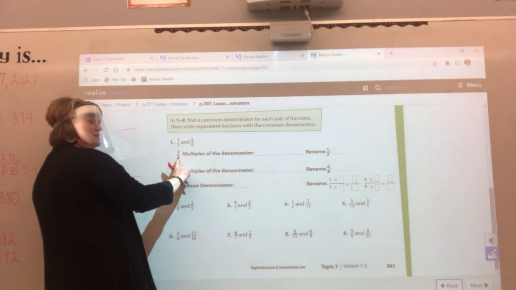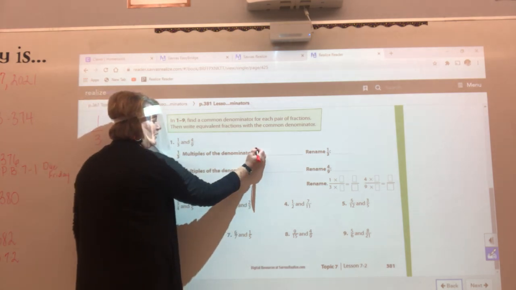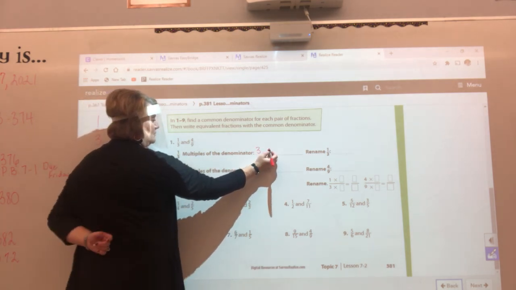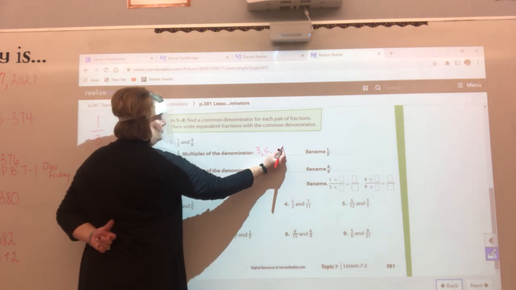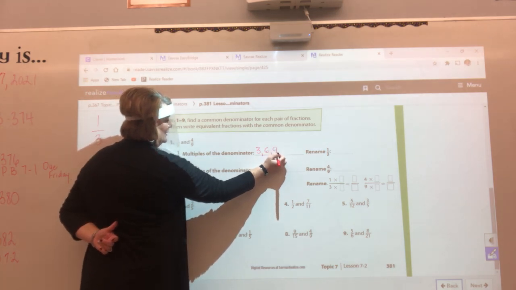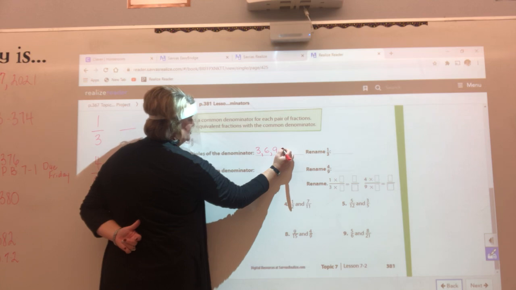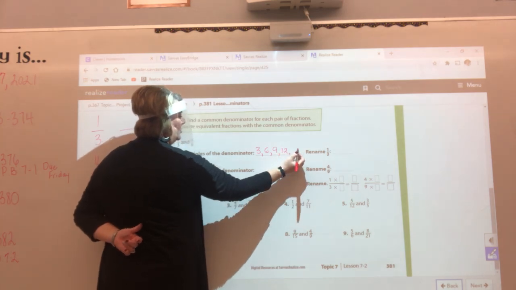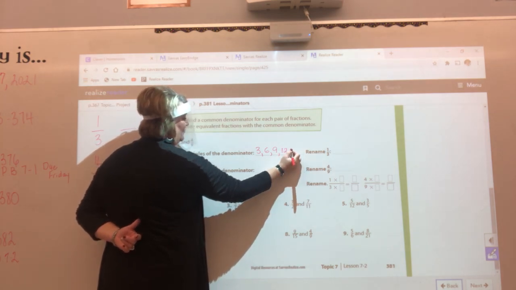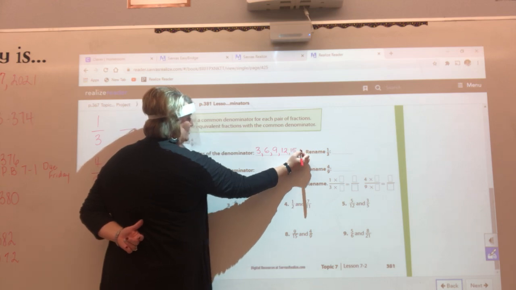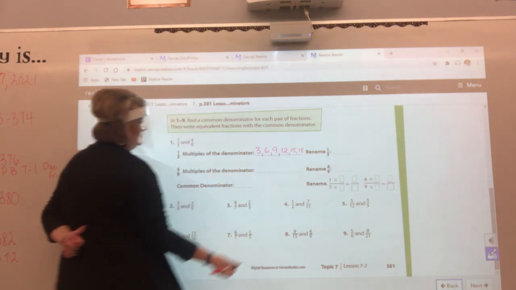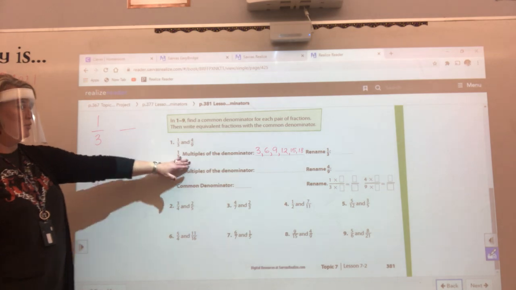So 3 times 1 would be 3. Keep going. What would 3 times 2 be? 6. 3 times 3 would be 9. 3 times 4 would be 12. Let's do 2 more. 3 times 5 would be 15. And 3 times 6 would be 18. Now go to the next line.